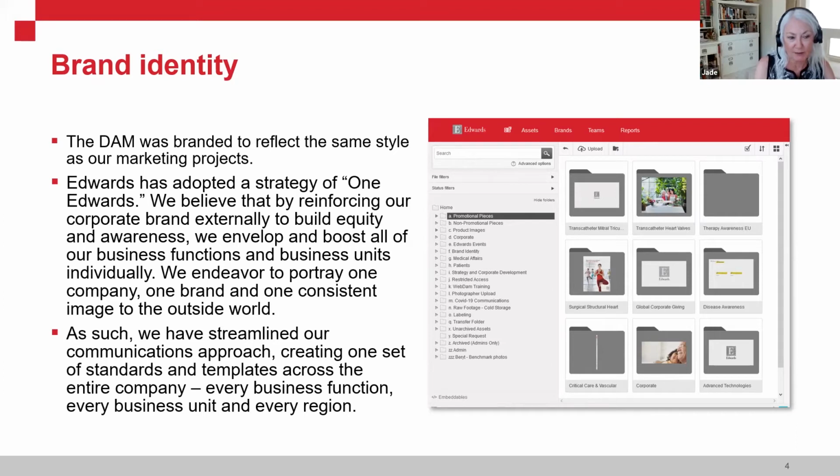As such, we have streamlined our communications approach, creating one set of standards and templates across the entire company in every business function, every business unit, in every region. We've had trouble in the past with business units coming up with their own look. So the brand standards have them focus on having a brand look of Edwards, and all those brand assets are right here in the DAM, as well as on a brand identity website where they can download the templates and everything. Our users and agencies that we farm out to can download the assets here, and they're all branded.